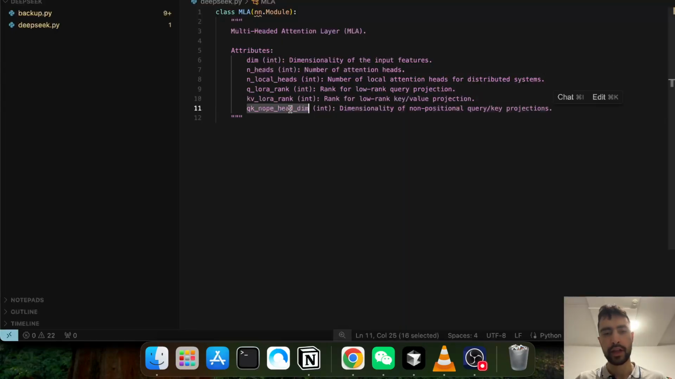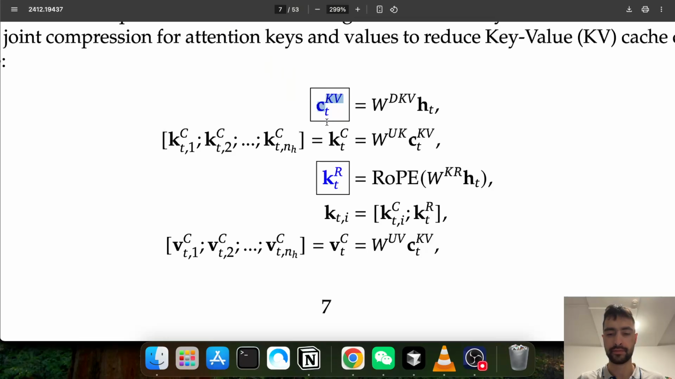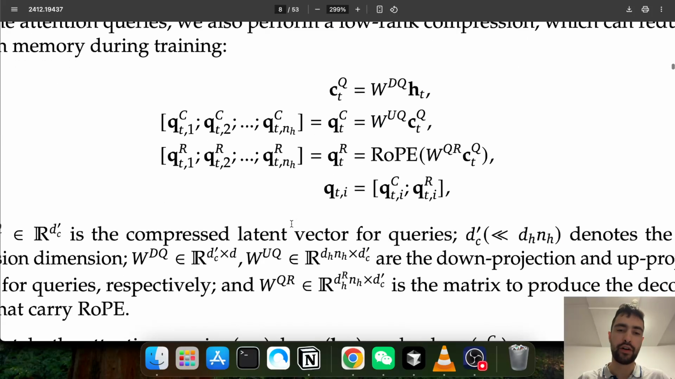Next one, QK nope head. This means these are all of the heads that don't contain rope information. So you have rope and nope. Rope contains positional rotary vector embeddings, and nope doesn't. This is QK nope head dimension. It will be the length of this head, which is just a vector. It is not the length of this, which is rope. This is nope, no rope.